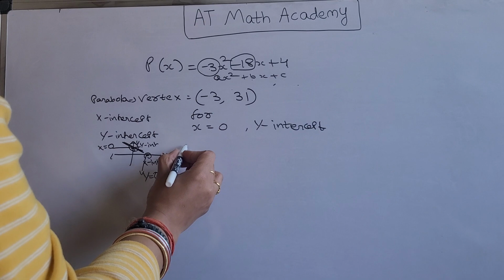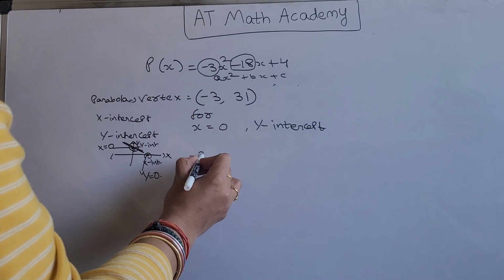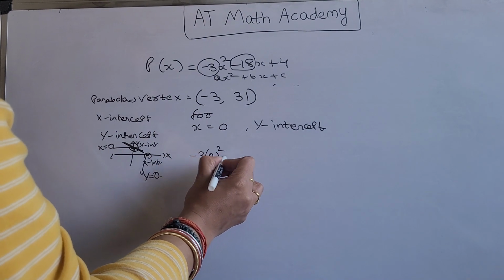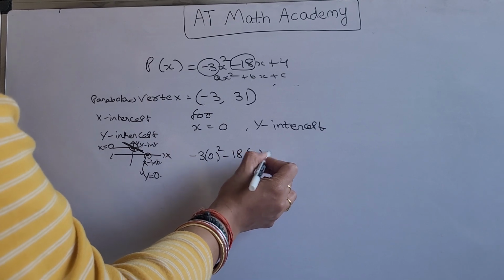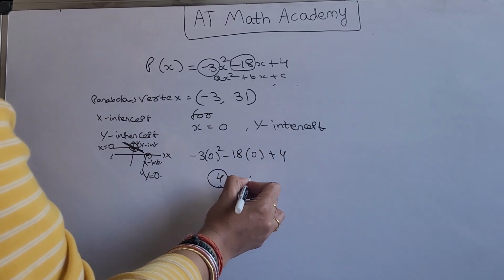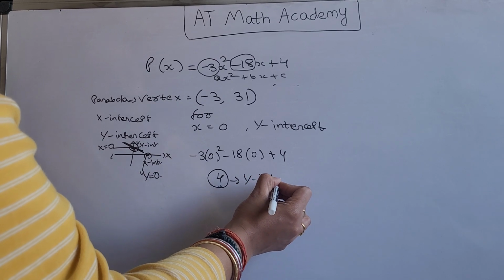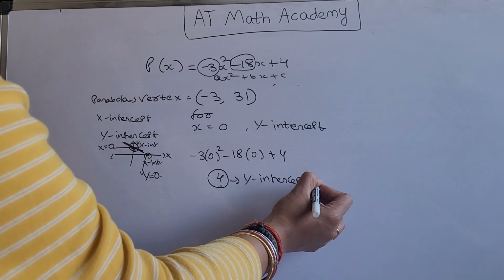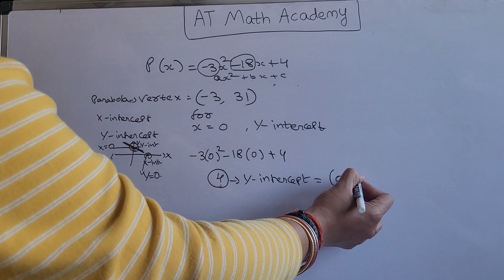For x equal to 0, I am substituting it: minus 3 into 0 square minus 18 into 0 plus 4. So the value is 4. So 4 is the y-intercept, and the coordinates are 0 comma 4.